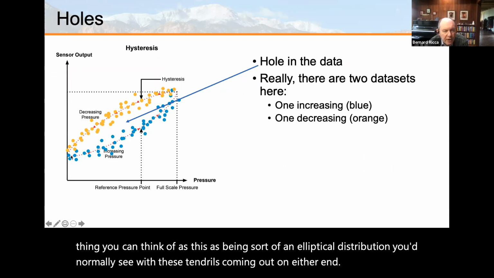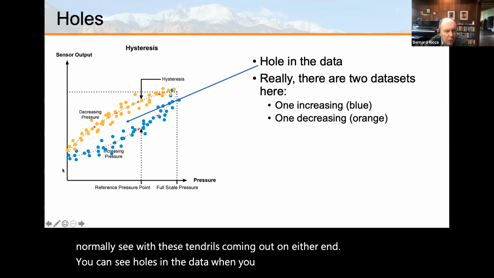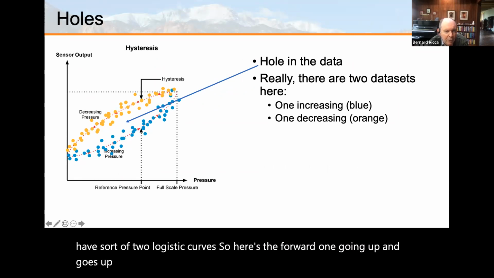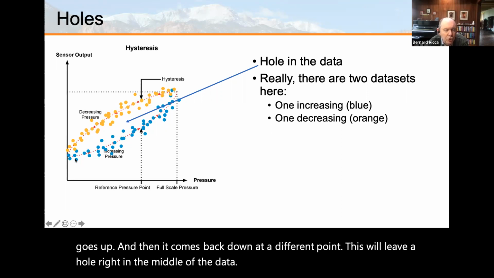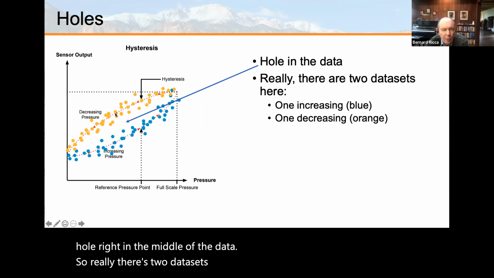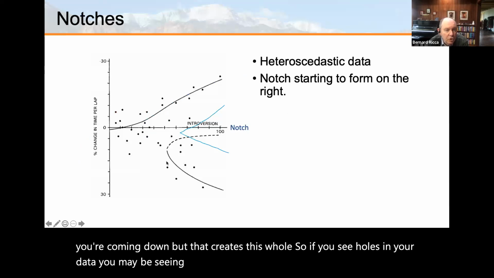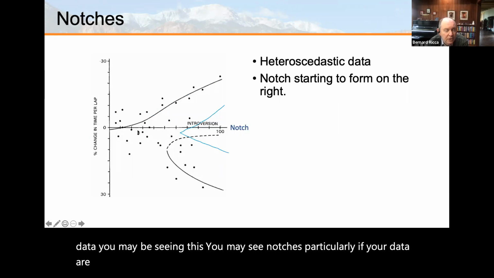You can see holes in the data. When you have a situation where I said you have sort of 2 logistic curves, so here's the forward one going up, and then it comes back down at a different point, this will leave a hole right in the middle of the data. So really there's 2 data sets here, one when you're going up and one when you're coming down, but that creates this hole. So if you see holes in your data, you may be seeing this. You may see notches, particularly if your data are very heteroscedastic, right?